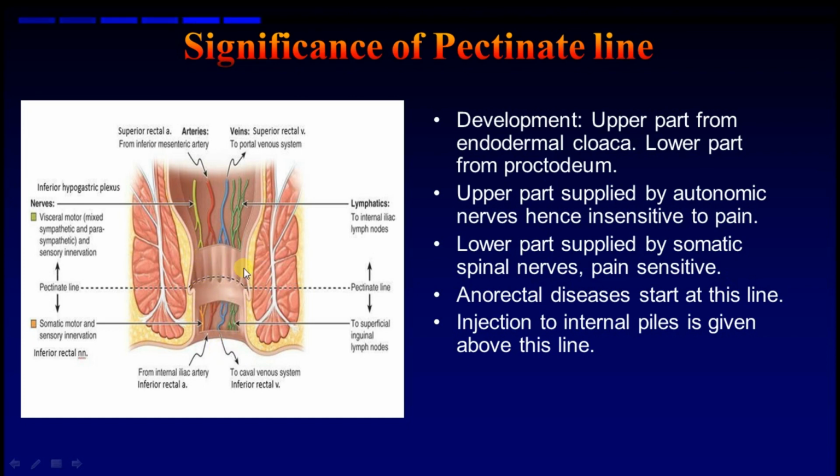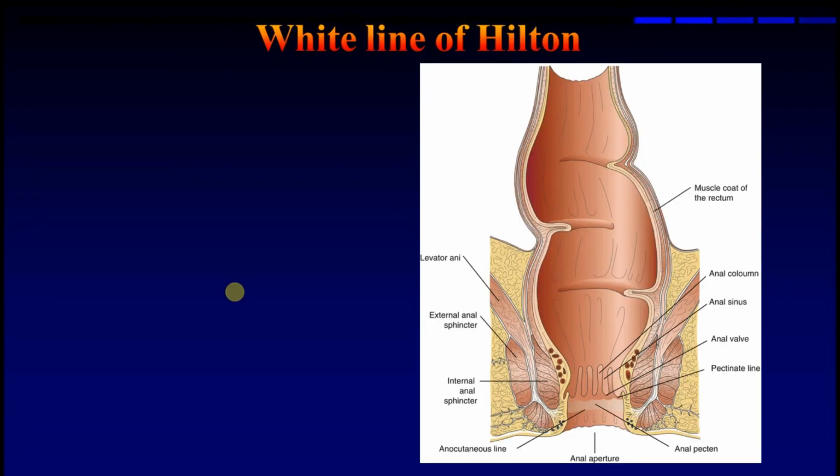Above the line there are autonomic nerves, so it is insensitive to the modalities of the skin. The lower part is supplied by somatic spinal nerves, mainly the pudendal nerve, and anorectal pain actually comes from this zone. So if a surgeon wants to inject internal piles, it is given above the pectinate line; otherwise the patient would refuse treatment if not anesthetized, because it is extremely painful. So the injection for internal piles is given only above the pectinate line.